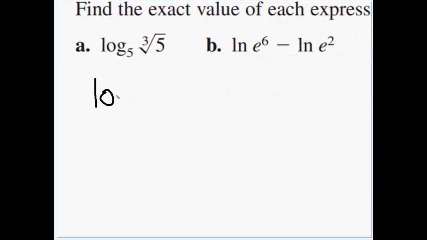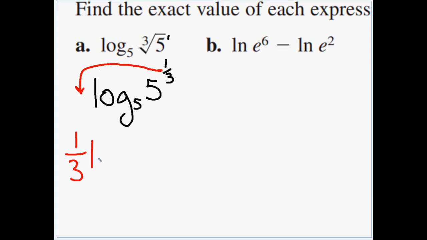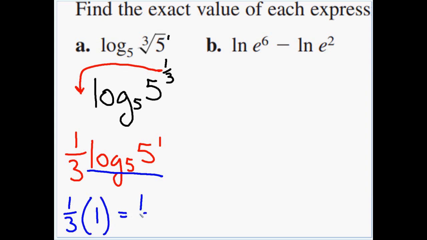So I see a log base 5. And then we got a cube root of 5 to the 1st. I can write that as 5 to the 1/3 power. Now, if you look in the textbook, the book likes to bring this exponent down front and write it as 1/3 log base 5 of 5 to the 1st. And then they mention the property where log base 5 of 5 just turns into a 1. So that becomes 1/3 times 1, or 1/3.